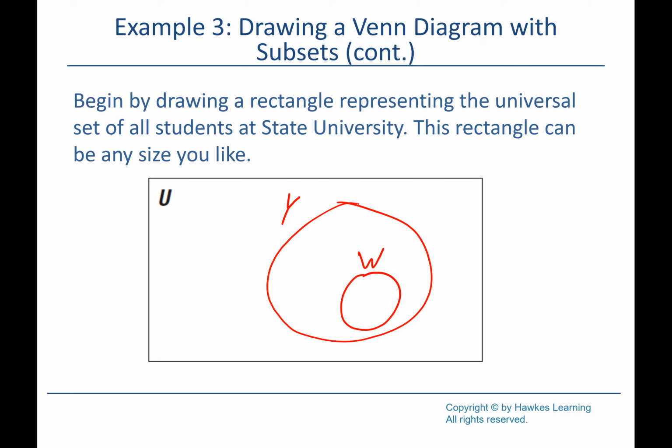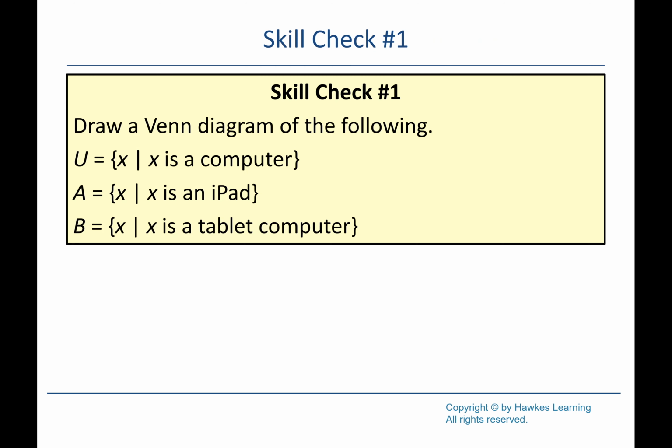Let's look at another one. Okay. I'll give you a shot to draw this one. Okay. This is our universal set, our rectangle. It's a set of x's such that x is a computer. So our universe is all computers. A, the set of x's such that x is an iPad, so A is the set of all iPads. Then B is the set of all x's such that x is a tablet computer, so all tablet computers go in set B.